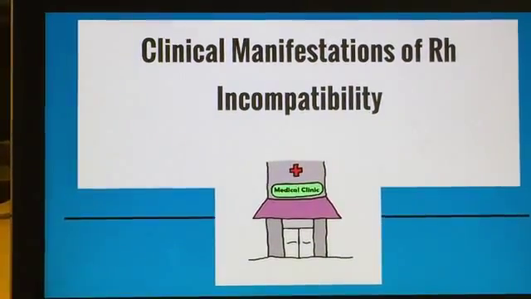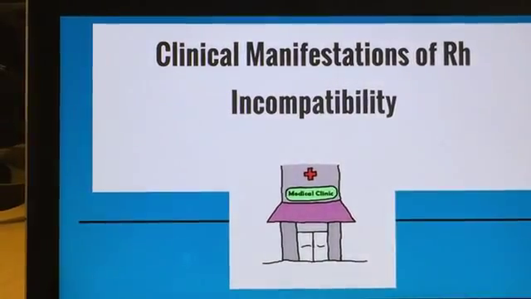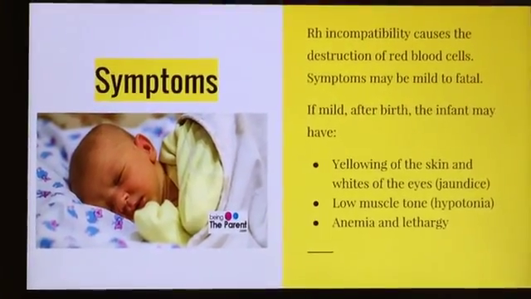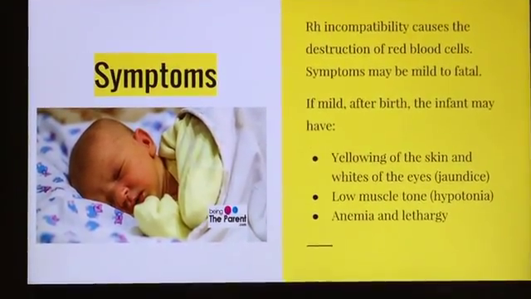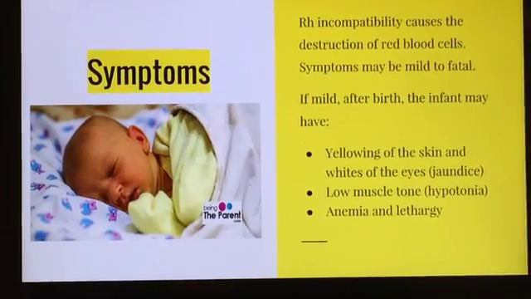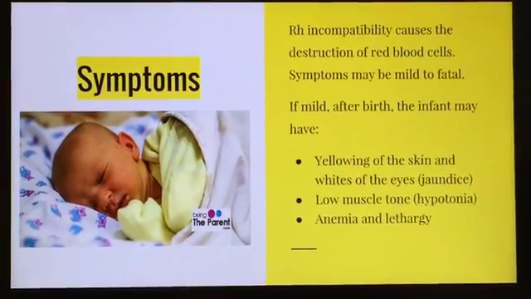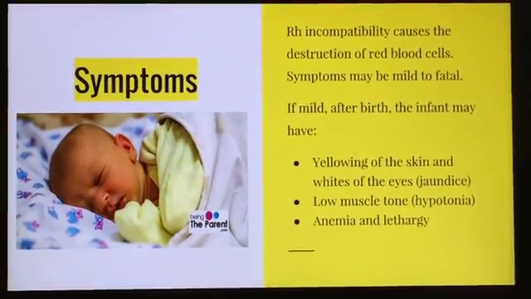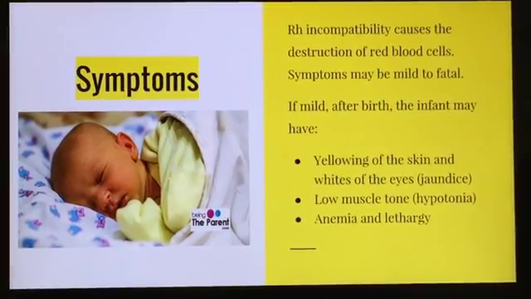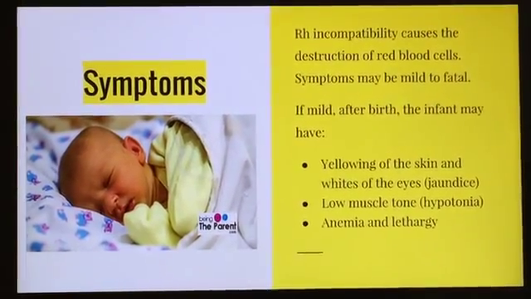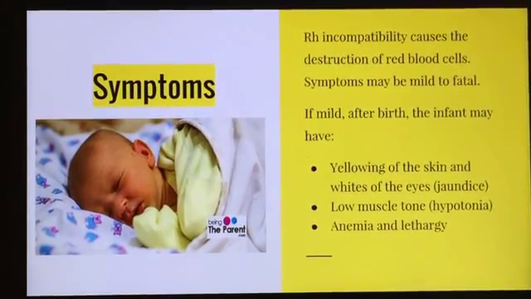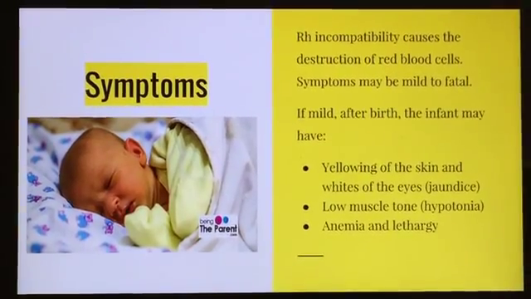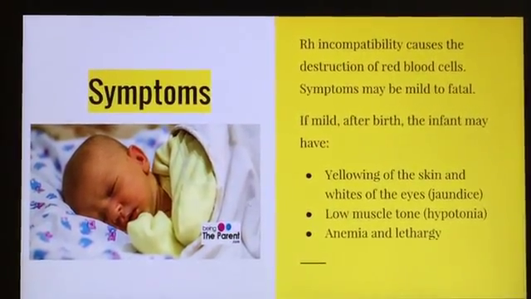Hi there. So clinical manifestations of Rh incompatibility. So this is what you might see if you're receiving patients on the end side of things. So it wasn't prevented, and now there is an incompatibility. So after birth, an infant may experience jaundice, and you can see that in the whites of the eye. They may have hypotonia, low muscle tone, anemia, and they're going to be more lethargic. So these are the very mild symptoms that one may experience, and they range from mild to severe.